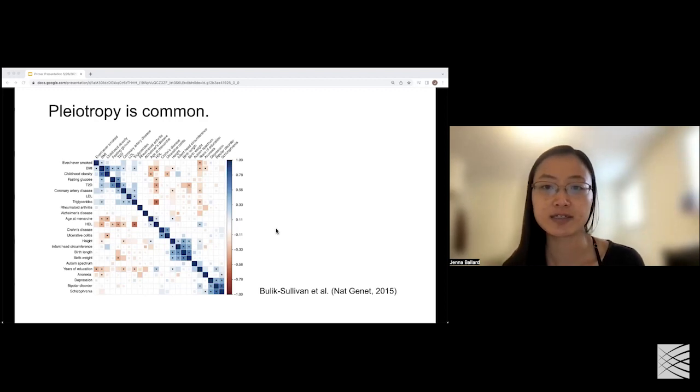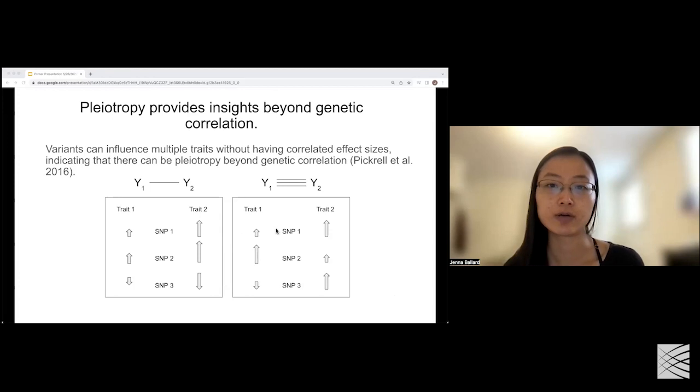So previous studies have found that there are many pleiotropic SNPs which affect multiple traits. And as shown here, cross-trait LD score regression showed that many pairs of traits are genetically correlated. However, correlation does not give a complete picture of shared genetic architecture, and pleiotropy can provide insights that might not be captured by the genetic correlation.